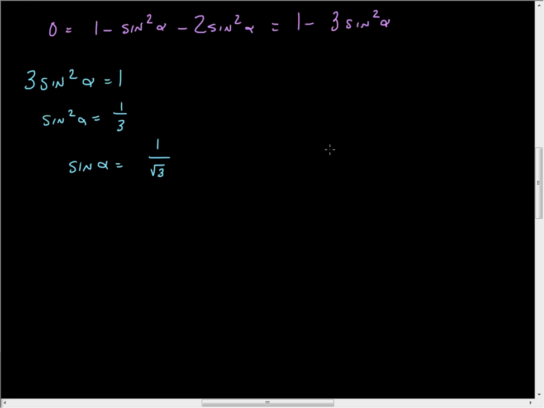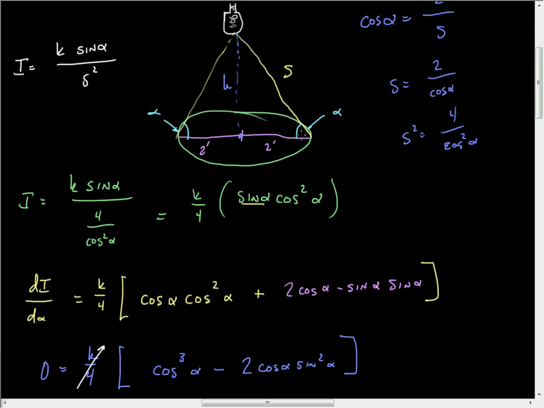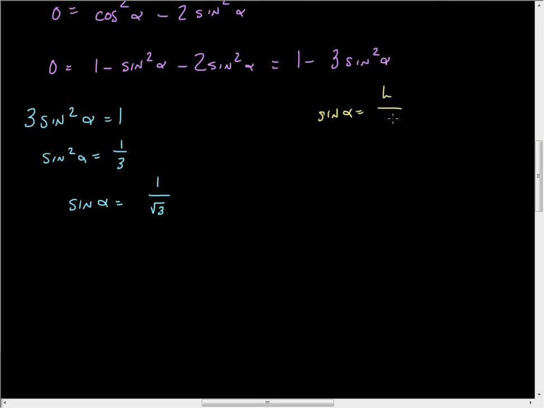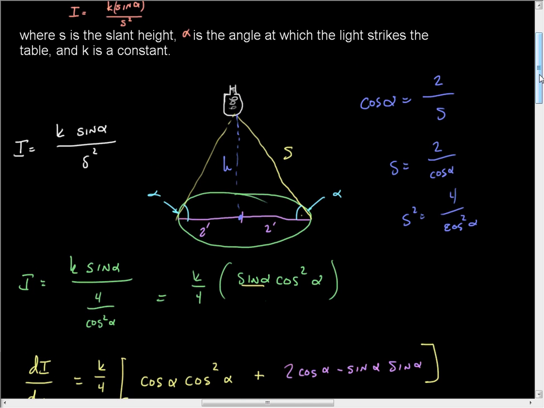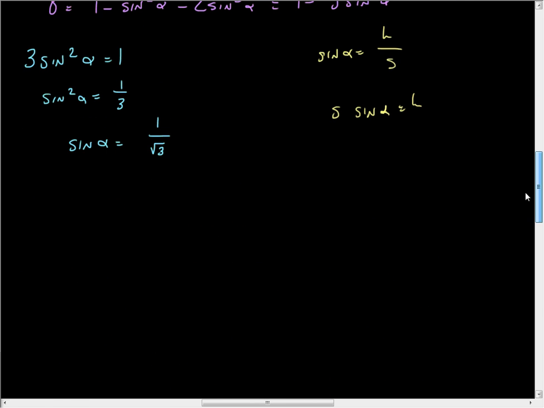But now sine of alpha is equal to the opposite, which is h from our drawing. Okay, so here's our alpha. H is the opposite. S is the hypotenuse. And so since we have that, if we want h, then this is s times sine of alpha, which is equal to h. S is 2 over cosine alpha. So this is 2 over cosine alpha times sine alpha.